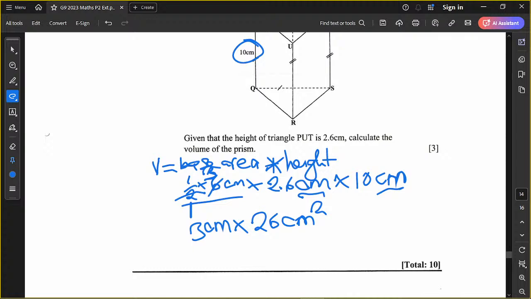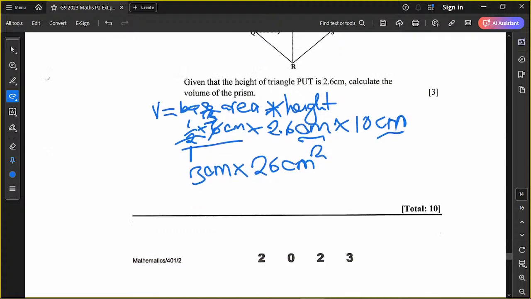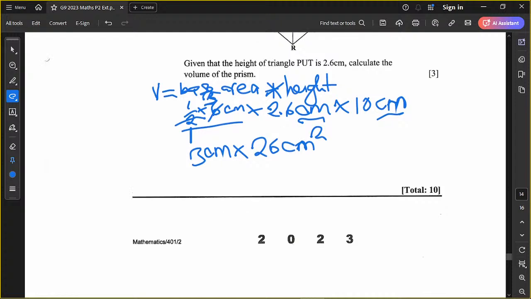So we have now 3 times 26 centimeter. So we can say 3 times 6 gives us 18. We write 8, carry 1. 3 times 2 gives us 6 plus 1, 7. Then centimeter times centimeter squared gives us centimeter cubic. And that is the answer.